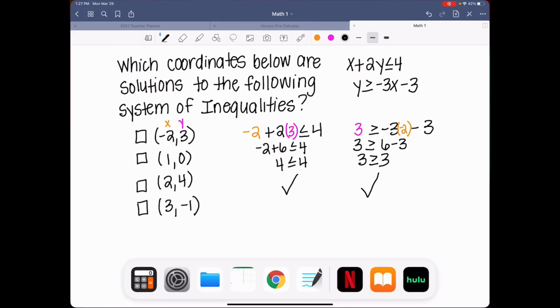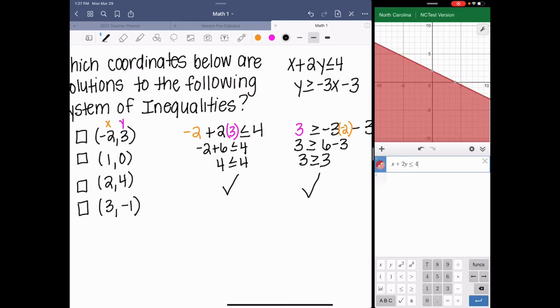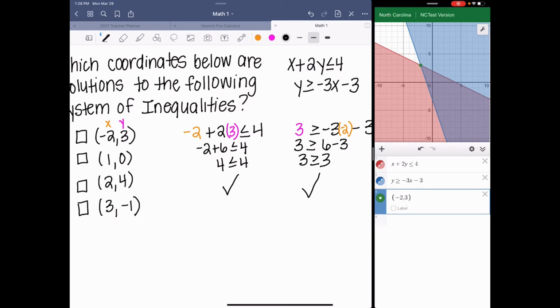So let's look at it in Desmos, because we can graph these in Desmos, and I want you to graph them in Desmos. The only time that you wouldn't be able to graph them in Desmos is if they were calculator inactive. All right, so x plus 2y is less than or equal to 4. And you can see that it graphs that inequality for us. Then we have y is greater than or equal to -3x minus 3. Now, the point that we were testing was -2, 3. And that's that point right here. You can see that I just talked about that point at the top of that overlap.